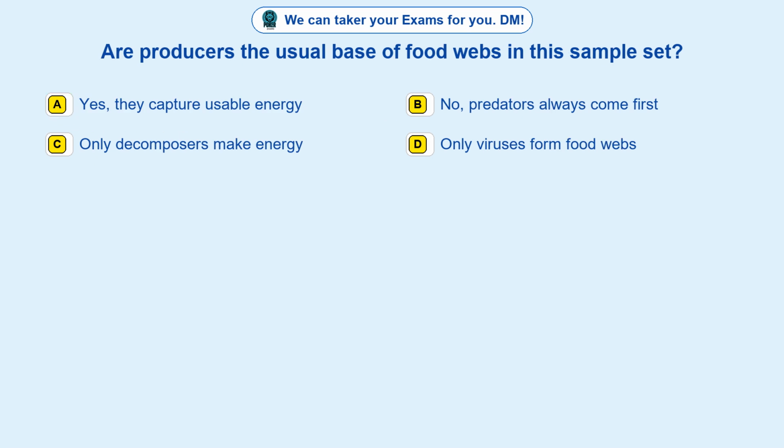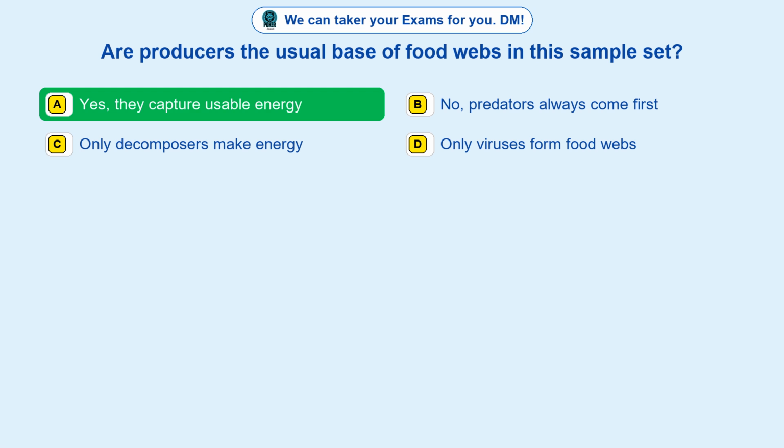Question 17. Are producers the usual base of food webs in the sample set? Option A. Yes, they capture usable energy. Option B. No, predators always come first. Option C. Only decomposers make energy. Option D. Only viruses form food webs.